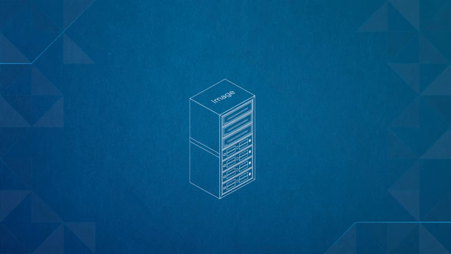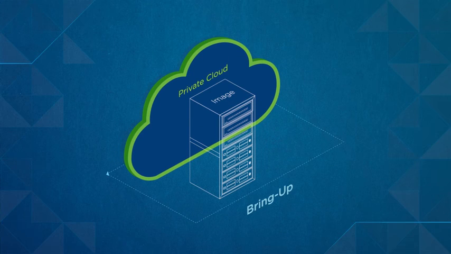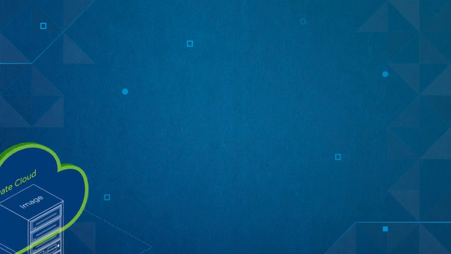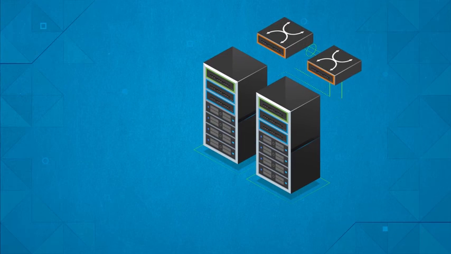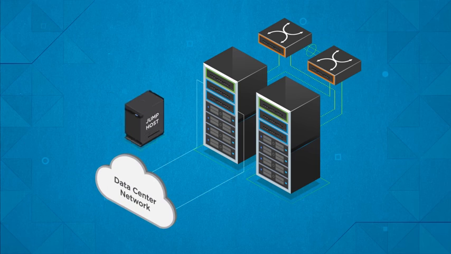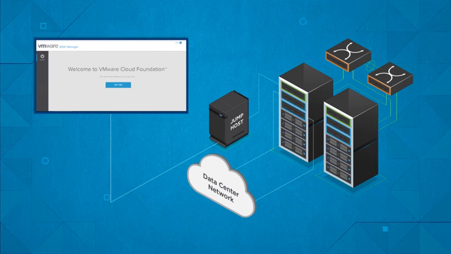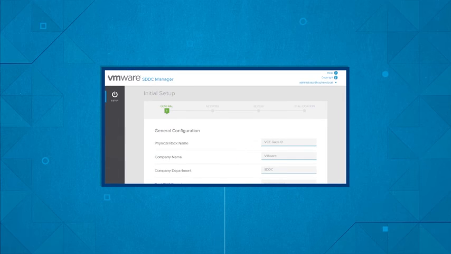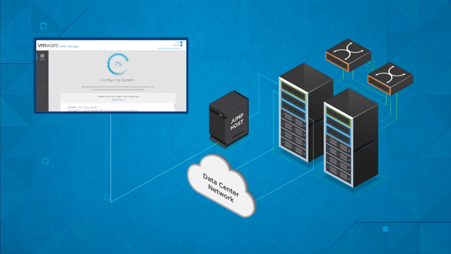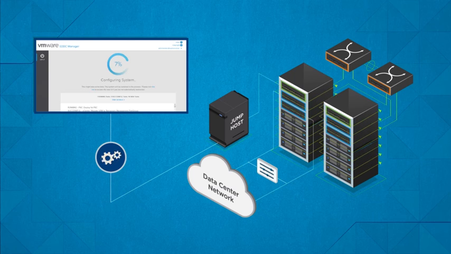After the rack has been imaged, you are ready to bring up your Cloud Foundation private cloud. The bring up process is performed by connecting the top-of-rack switches in the first rack to the data center network, and from a jump host connected to the management switch, use a web browser to connect to the SDDC Manager. SDDC Manager will prompt you for pertinent details about your environment, after which it will proceed to configure the physical switches and automate the deployment of the unified SDDC platform.